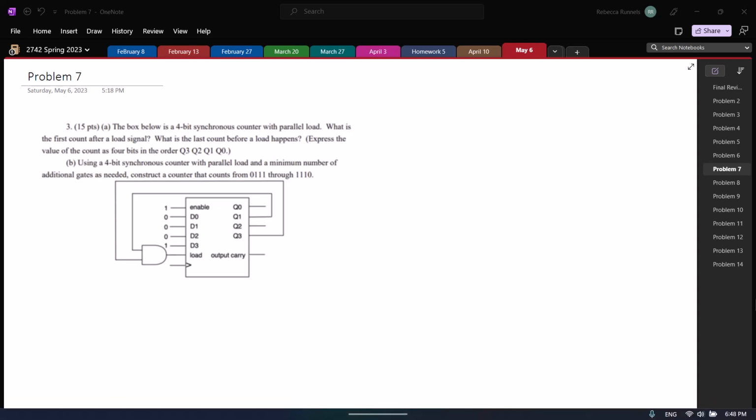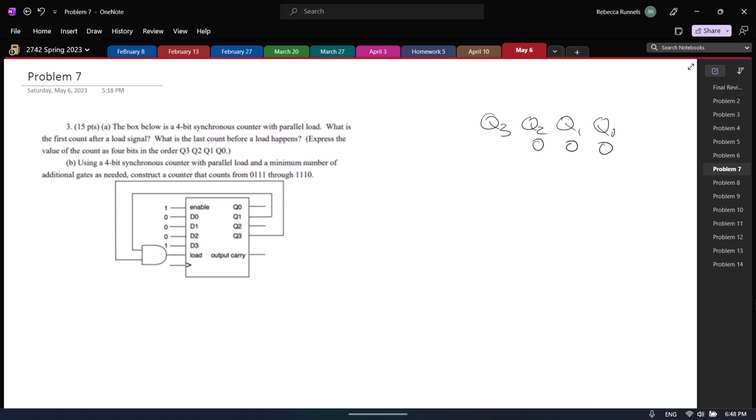Okay, so here we have a 4-bit synchronous counter with a parallel load. So a 4-bit synchronous counter, we can expect that, unless you are told otherwise, it counts and that it counts correctly. And so when you look at the outputs, you have the outputs Q0, Q1, Q2, Q3, and here I am writing them in the correct order with the least significant bit here at the right.